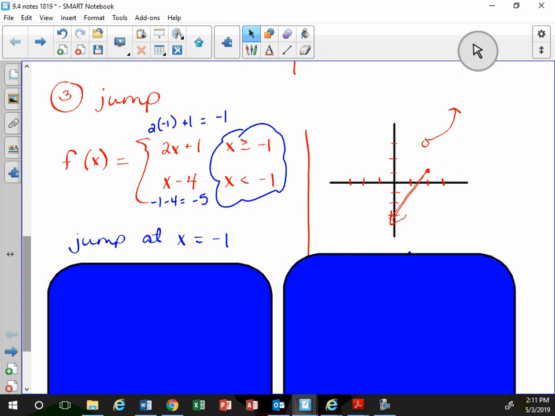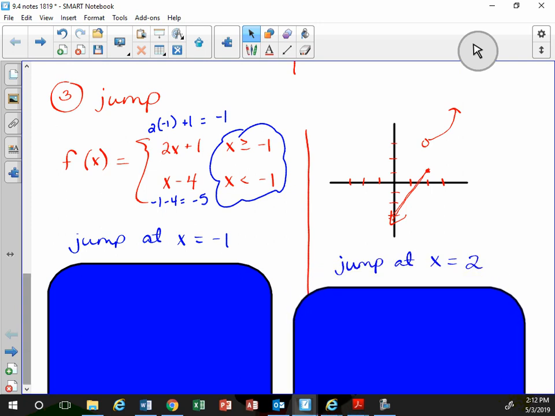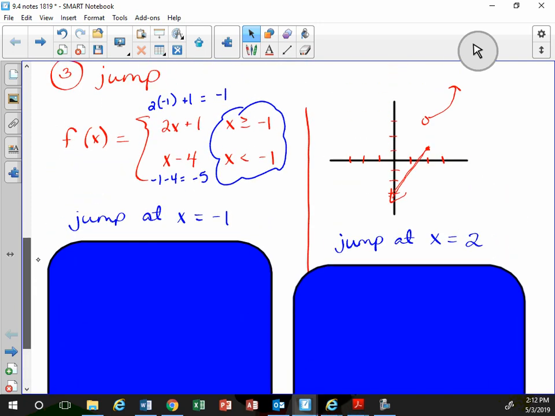All right, so did we understand visually what all three look like? Yes, ma'am. Okay. Very good, Nina. Great. So that one is a jump at x equals 2.